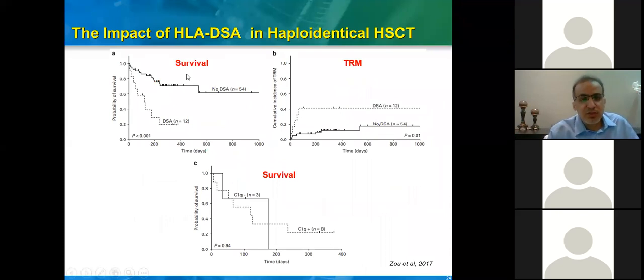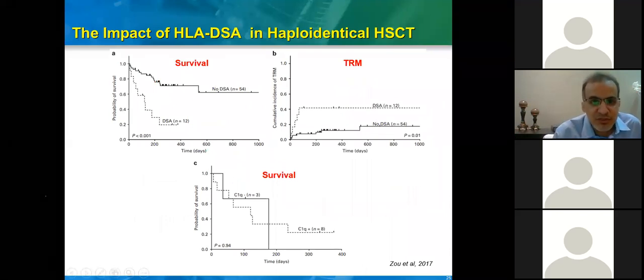Another study here looked at the presence of donor-specific antibodies, comparing those with no DSA to those with DSA. Those with DSA have a really low survival compared to those with no DSA, and the P value is very significant. Also for transplant-related mortality, those with DSA have much higher mortality than those without DSA.